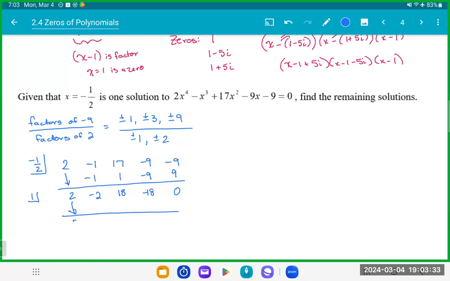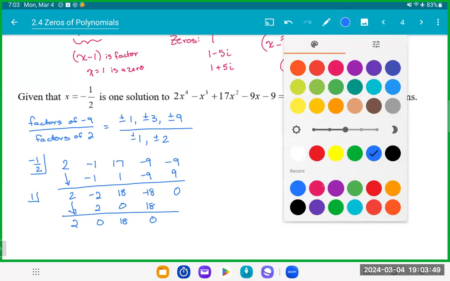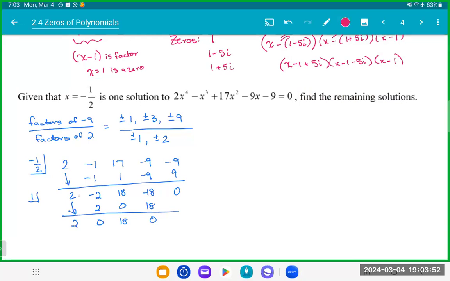Okay. So I'm going to just pull this up here a little higher. Bring this down, and that is 2. 2 times 1 is 2. That is a 0. So 18 plus 0 is 18. 18 times 1 is 18. That gives me a 0 here. So like before, this was x to the 4, so this was x to the 3, so this here is x squared. So that means that this portion right here is 2x squared plus 18, because we have 0 x's and 18 constants, right?